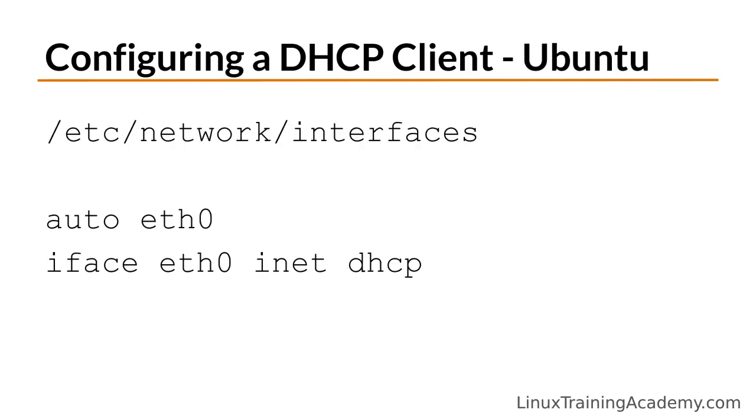To configure an Ubuntu system as a DHCP client, edit the /etc/network/interfaces file. Add the dhcp method to the inet address family statement for the interface. The line will read iface, network device name, inet dhcp. For eth0, this line will be iface eth0 inet dhcp.